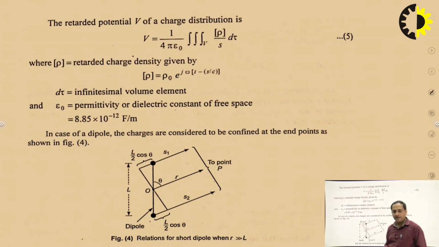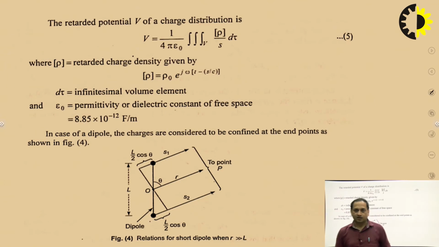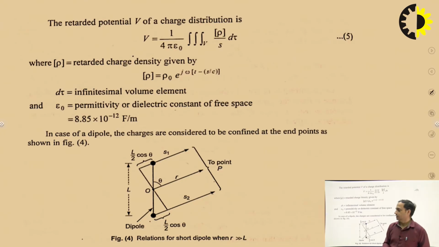The next point is the retarded potential V. First we found out the magnetic vector potential. Now we will talk about the scalar potential. As we know, when we talk about magnetostatics, there are two types of potentials. The first one is the magnetic vector potential, the second one is the scalar potential. Right now we are talking about the scalar potential, that a retarded potential V of the charge distribution is given as V is equal to 1 upon 4 pi epsilon naught volume integral of rho upon s dv.